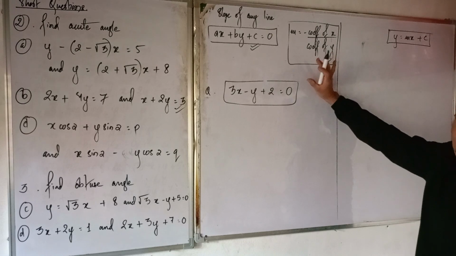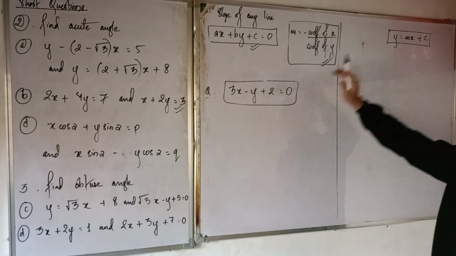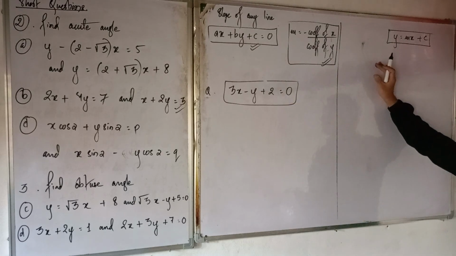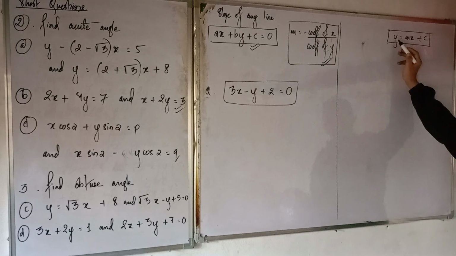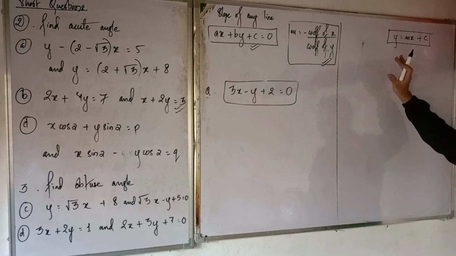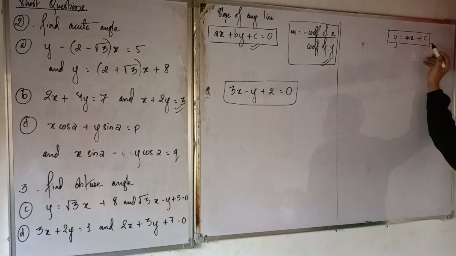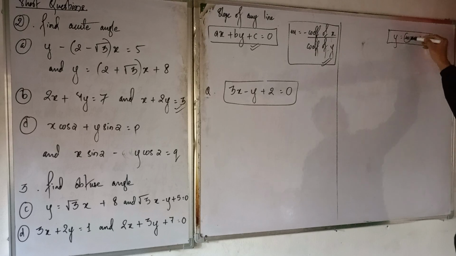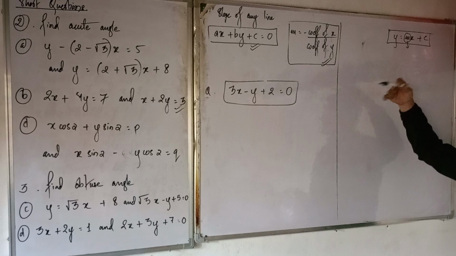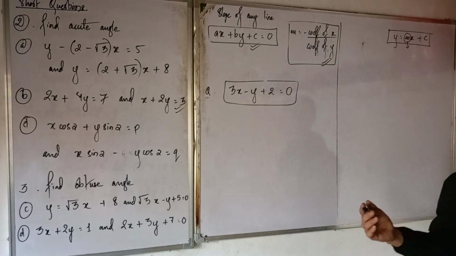So this is one way. Another way is to express the equation of the line in slope intercept form, which we call y equals mx plus c. If you are able to change the equation of the line into the form y equals mx plus c, then whatever value m represents there denotes the slope of that line. I'll try to make you understand with an example.